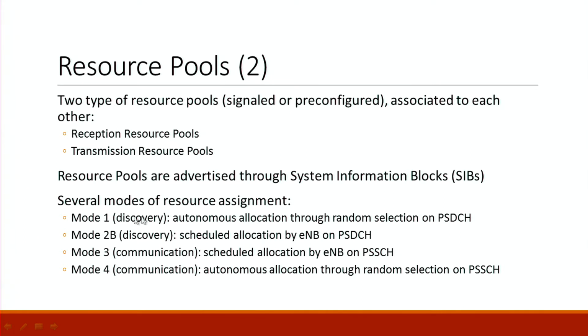Mode 1 is resource pool assigned for autonomous allocation for discovery. That means when you are not under coverage, you are given some resources that you can use to discover other users. And when you are under coverage, you use Mode 2B, scheduled allocation by the eNode B. This happens on the physical sidelink discovery channel. Mode 3 and Mode 4 are used for communication, and this is the allocation that is done either under coverage or out of coverage. But we have seen this already, basically.